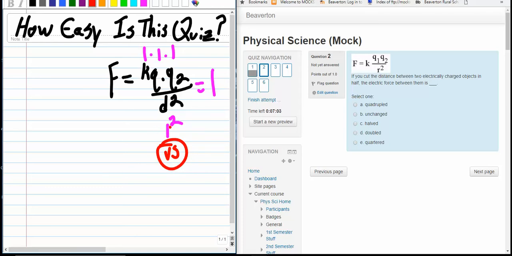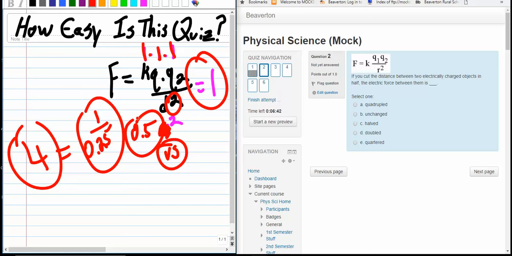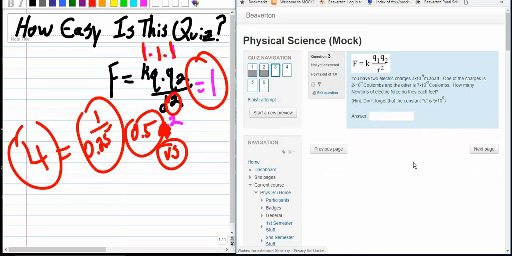So this 1 squared is now going to be half squared, or 0.5 squared. So 1 times 1 times 1, we still get 1 on top. But 0.5 squared is actually 0.25. 1 divided by 0.25 is 4. So 1 compared to 4. Well, that means if our 1 became our 4, that is quadrupled. So there's number 2. Number 3, let's see here.